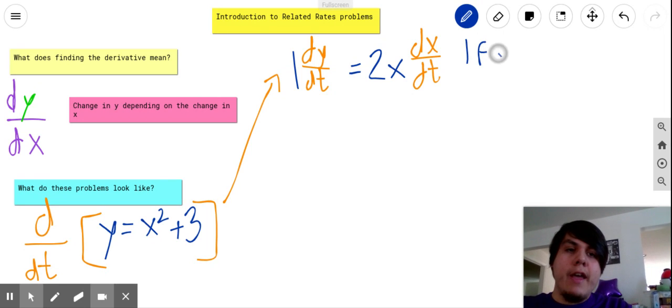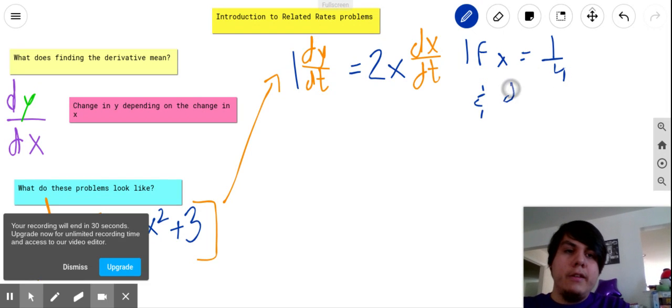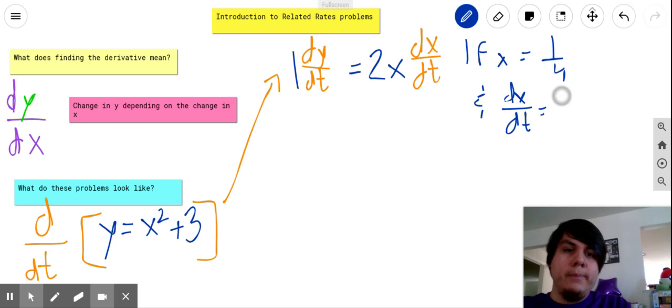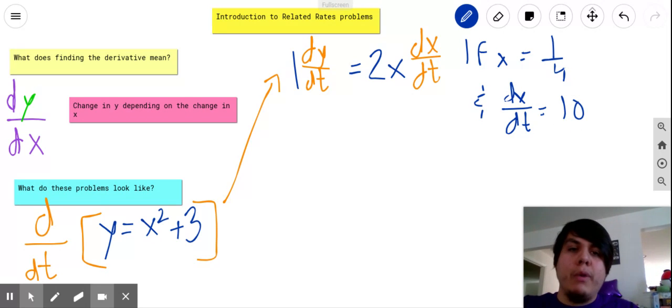If x equals 1/4, and I tell you that dx dt is equal to, I don't know, 10, we can use that to figure out what dy dt would have to equal. And we're going to pick that up in our next video because we're about to run out of time.